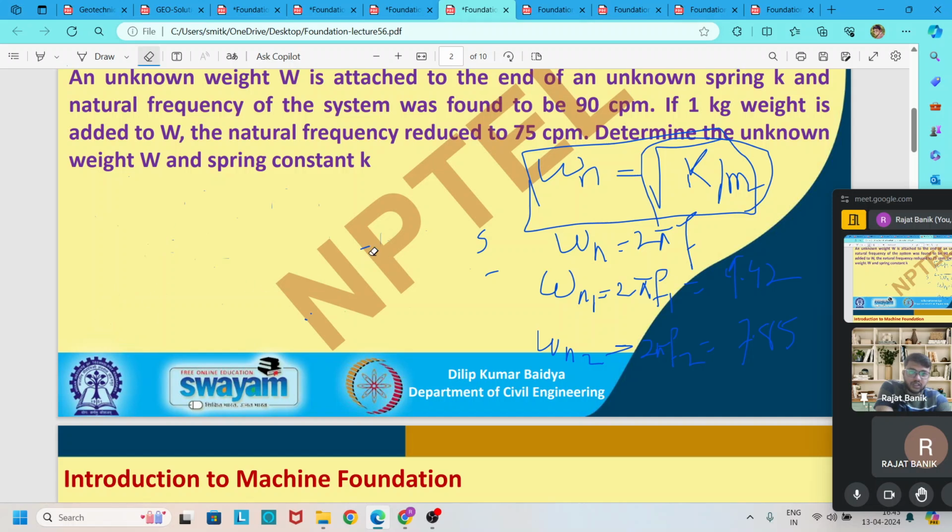Now we use this equation: omega n is equal to the root over k by m, or if you write it again, k into g divided by w. We know that m is equal to w by g, where the value of g is 9.81. So we further simplify. If you square both sides, we get omega n square is equal to 9.81 k by w.